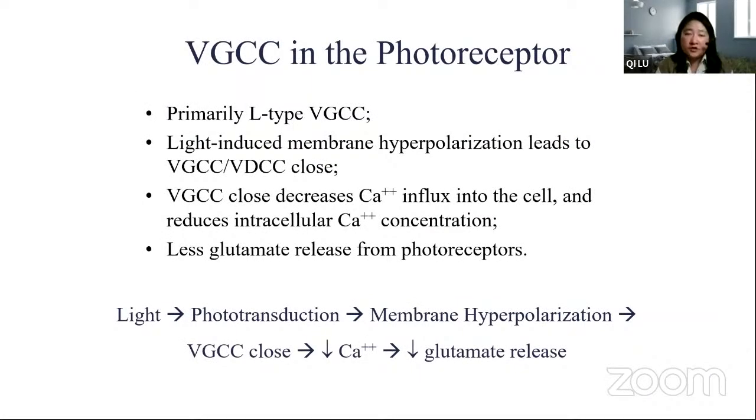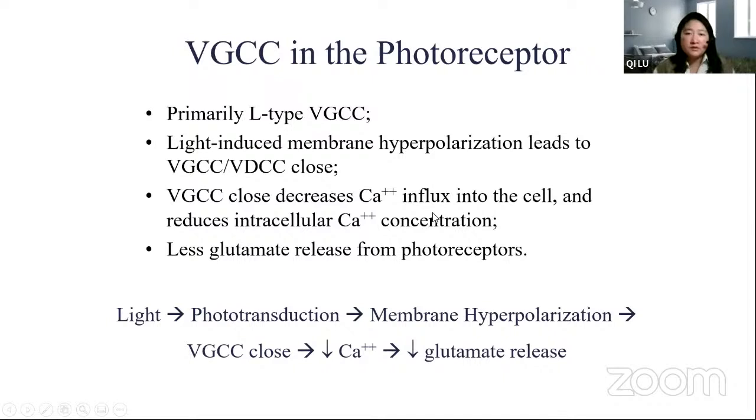The voltage-gated calcium channel, VGCC, in the photoreceptor is primarily an L-type voltage-activated calcium channel. L-type means that it's not transient, it's quite stable. When it's activated, it can stay open for a longer time. But it needs to be activated at a higher membrane potential, more depolarized, so it's a high voltage activated channel.